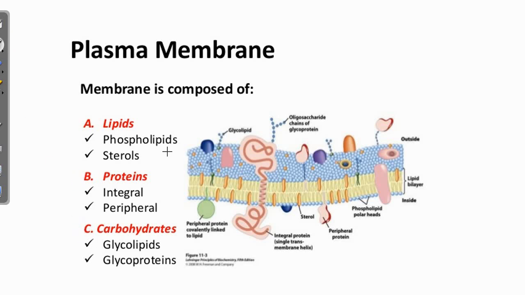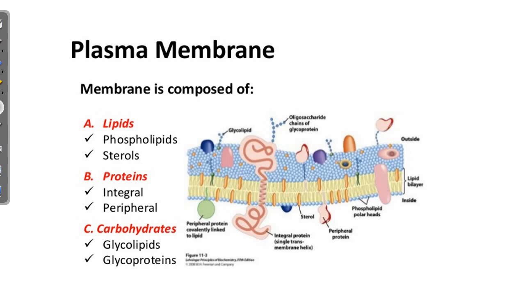If you want to know the content of each of them, I'll let you know. Lipids are mainly 20 to 40%. Proteins are mainly 60 to 80%. And carbohydrates are mainly 2 to 10%. So this is the percentage-wise composition of how the plasma membrane is composed of lipids, proteins, and carbohydrates.